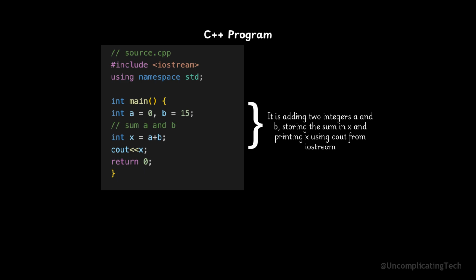We will be using this C++ program saved in the source.cpp file as reference throughout this video. This program is adding two integers a and b, storing the sum in x, and printing x using cout from the iostream header.